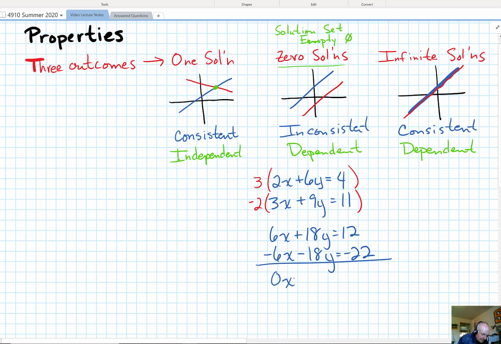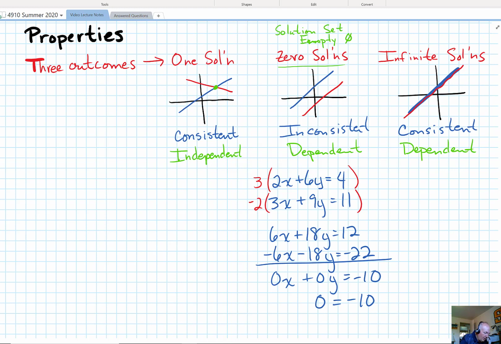We get 0x plus 0y equals negative 10, or just 0 equals negative 10. And so what happens is you end up with an absurd equation. 0 never equals negative 10. That tells you you've got 0 solutions.